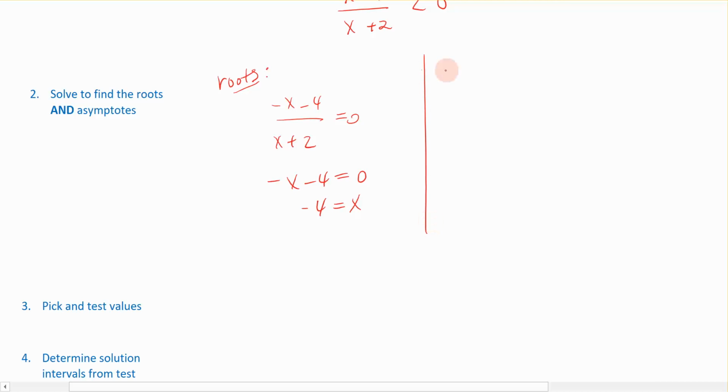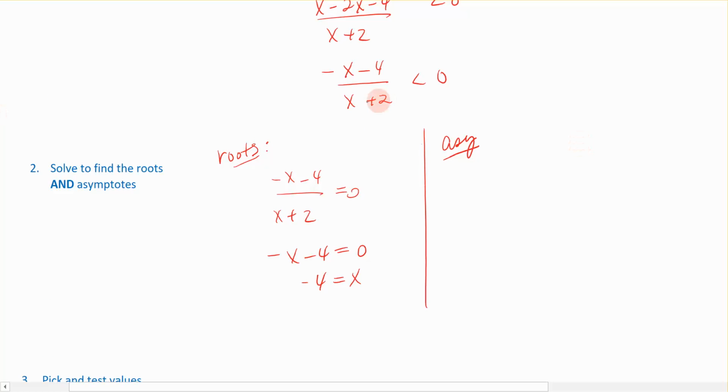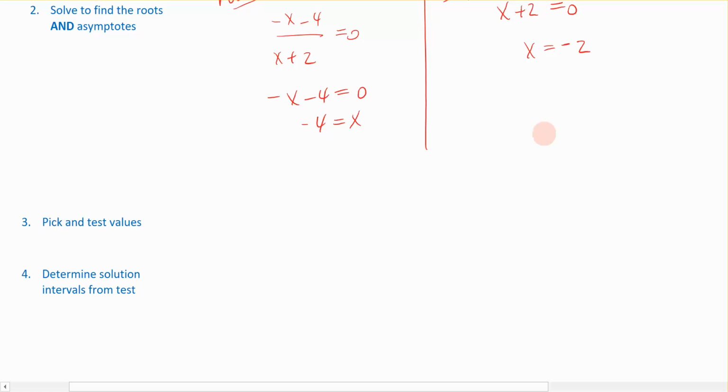Now how about the vertical asymptote? Vertical asymptotes were where the denominator is equal to 0. X plus 2 equals 0. So I have a vertical asymptote at x is equal to negative 2. These are my roots, or this is my root, and this is my asymptote. Those are the two numbers that I'm going to put on my number line. Okay, so I have negative 4 and negative 2.